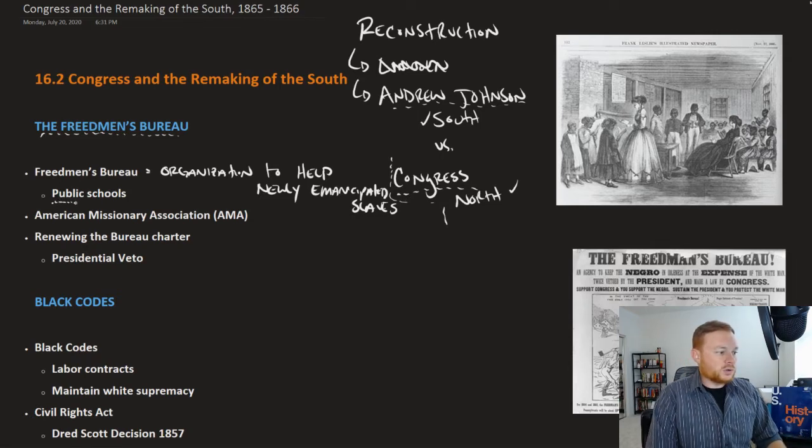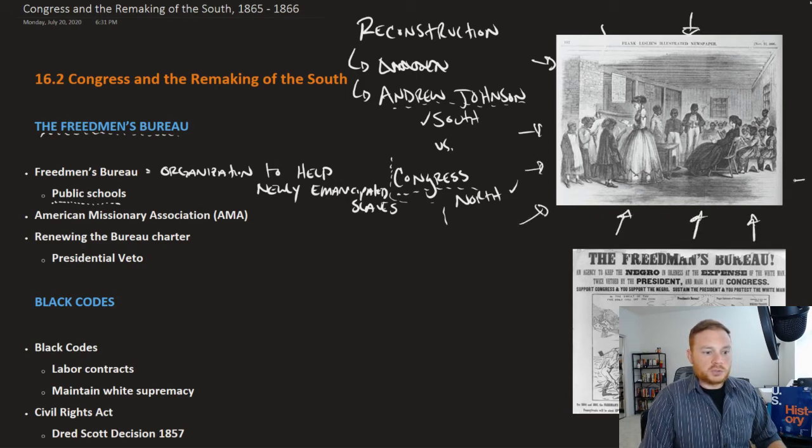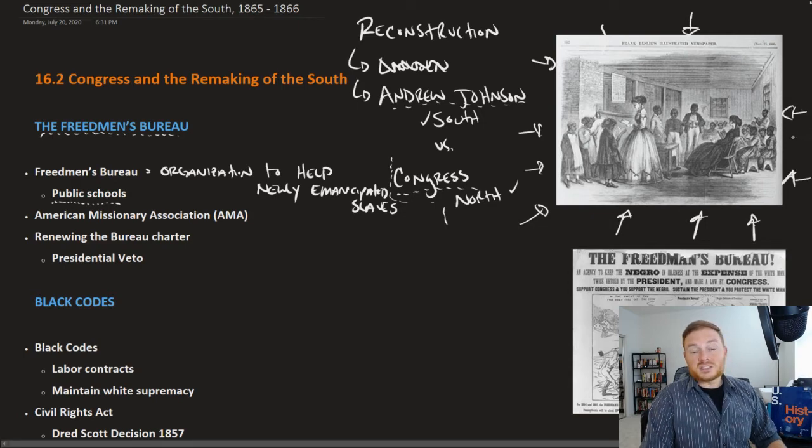One of the big or great successes of the Freedmen's Bureau was in the establishment of public schools. You can see an image of a public school here that was created. You had literally thousands of teachers from the North create public schools in the South. You find that literacy rates skyrocket in the post-Reconstruction period, and that was in part thanks to the Freedmen's Bureau.